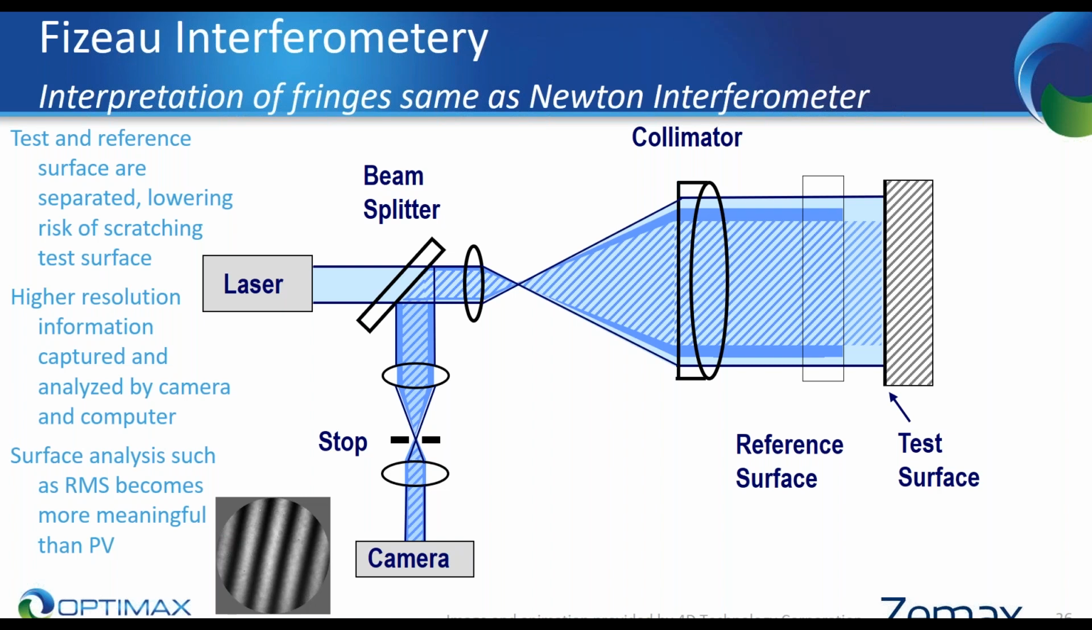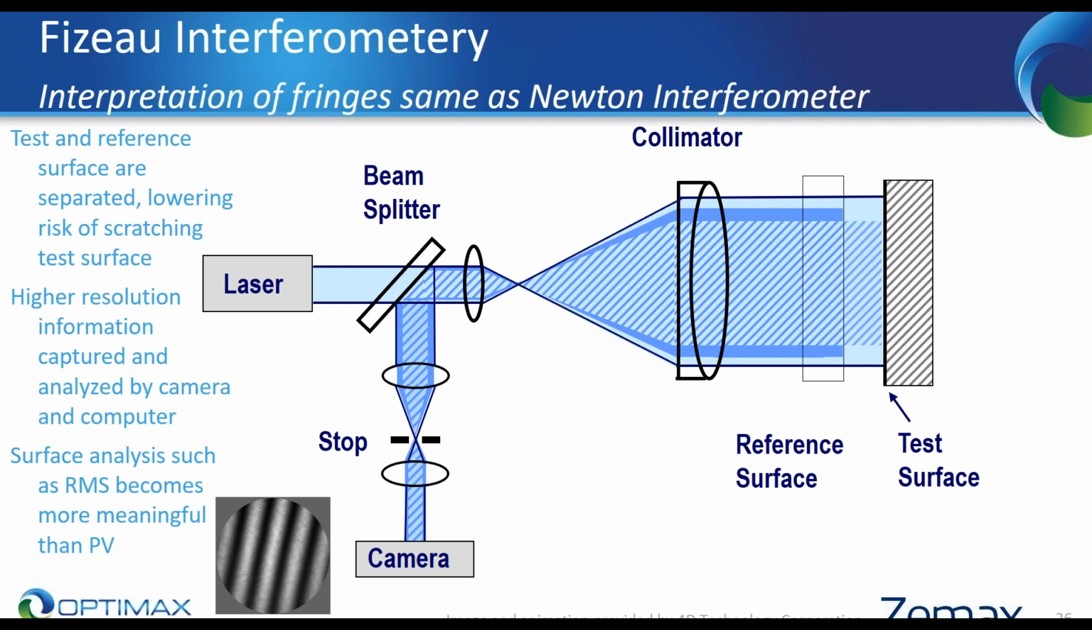What I mean by that is if you have a high resolution interferometer and you are utilizing peak to valley analysis, you are only analyzing 2 pixels on the surface. So it loses some of its meaning compared to a traditional test plate or Newton interferometer. And so the recommendation, as you're moving to higher resolution interferometric measurement techniques, would be to move to a specification that captures more of the information across the entire surface.